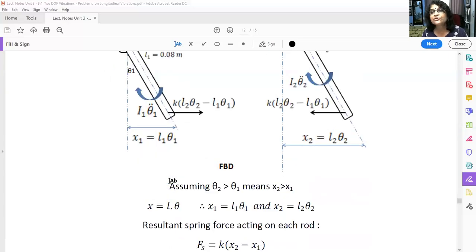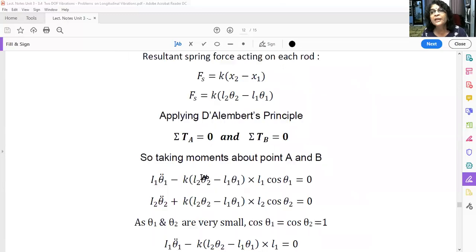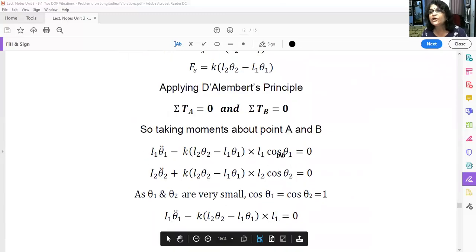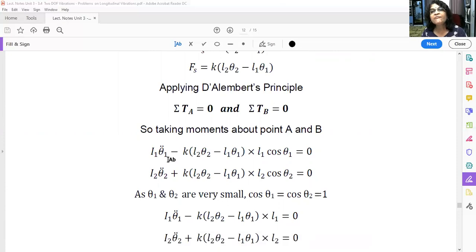Okay, so let us see here. Taking moments about this one. So it is simply L1 because theta 1 is very small, so cos theta 1 is equal to 1. Okay, so taking moments about A, the first equation is I1 theta 1 double dot minus the spring force, which is K into (L2 theta 2 minus L1 theta 1), and the perpendicular distance is L1 cos theta 1, is equal to 0.